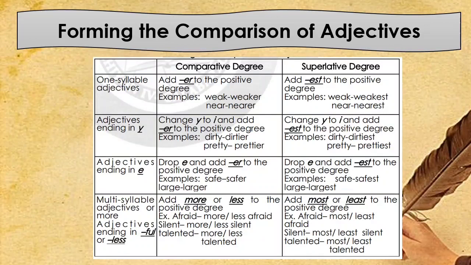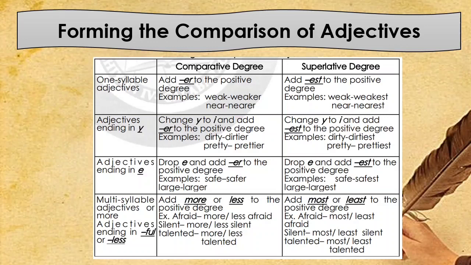Okay, now let's move to adjectives ending in e. Drop e and add the suffix er to the positive degree. That is for a comparative degree. Example, safe, safer. Large, larger. Now let's move to the superlative degree. Drop e and add the suffix est to the positive degree. Examples are safe, safest, large, largest.